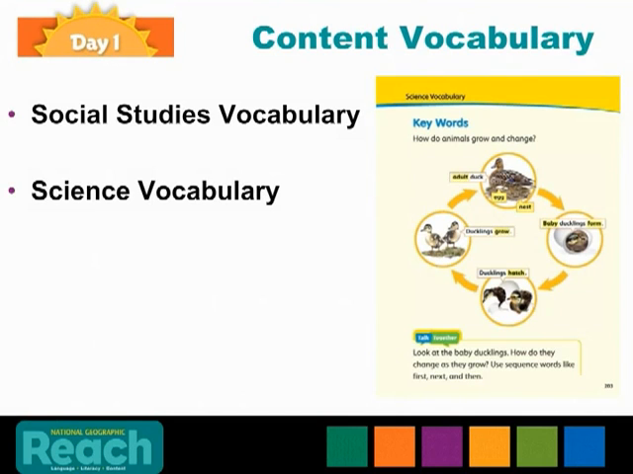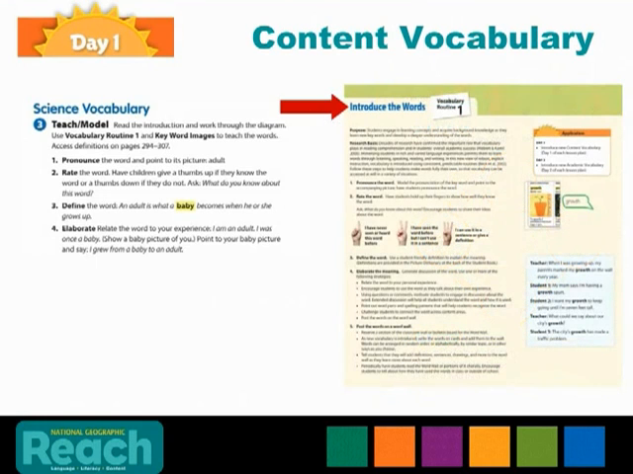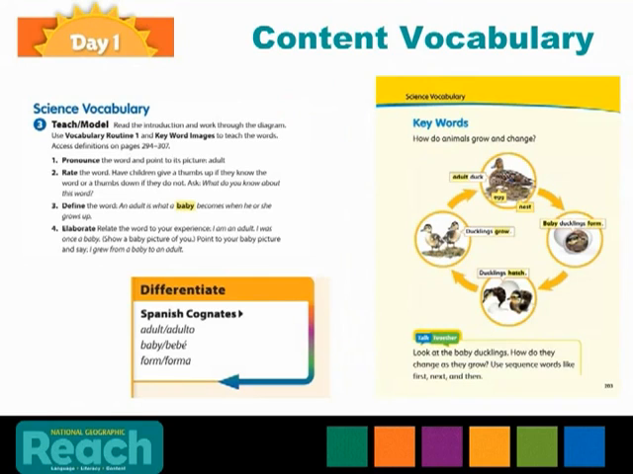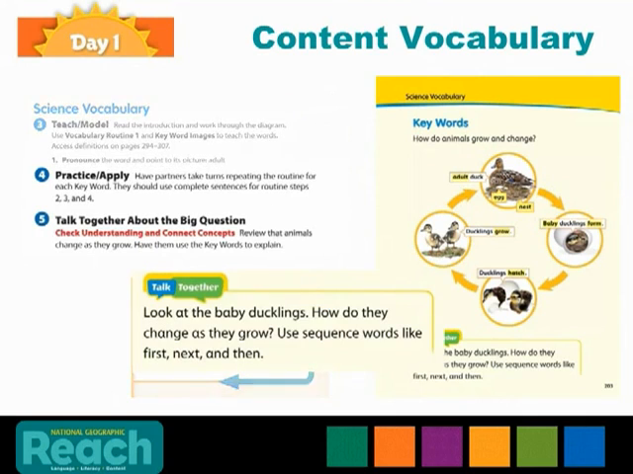After introducing the language function, it's time to introduce the content vocabulary. These will either be social studies or science content vocabulary words. Every time you introduce students to new vocabulary, you will use vocabulary routine number 1. This routine follows the steps seen here: pronounce, rate, define, and elaborate. We'll take a more detailed look at this routine in a few minutes. We've provided opportunities to differentiate, like this list of Spanish cognates.